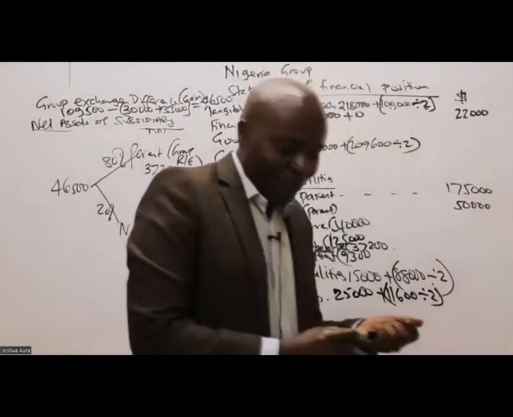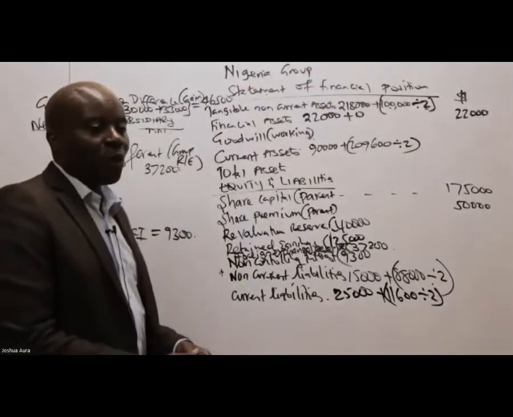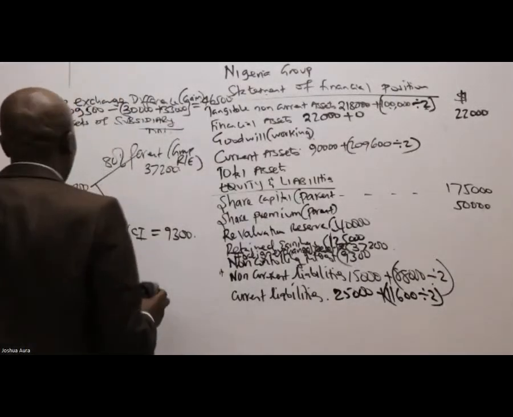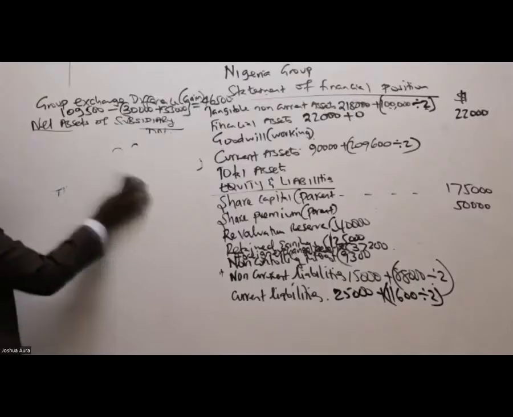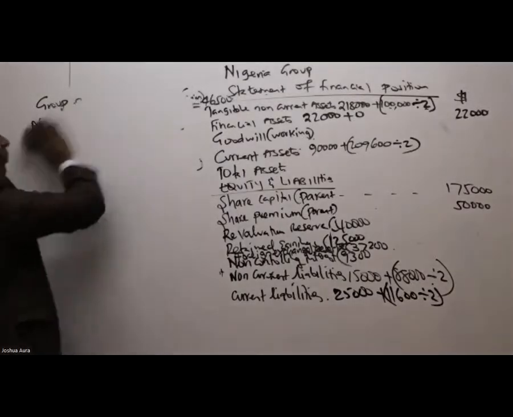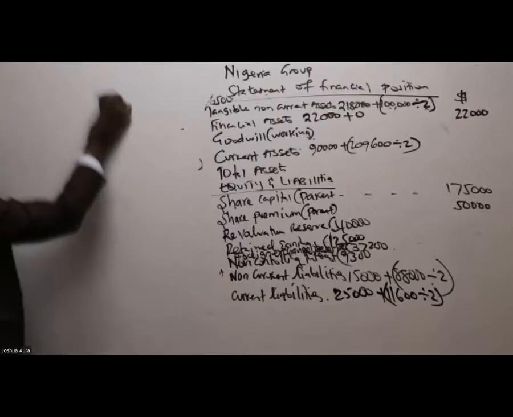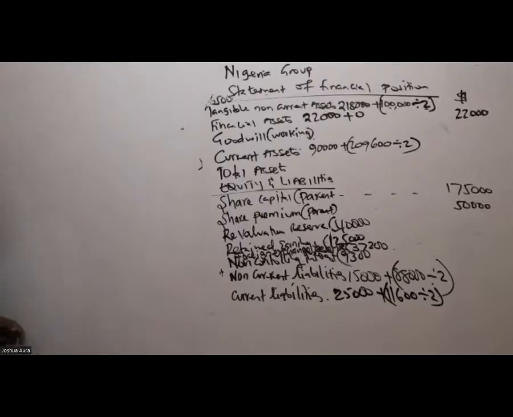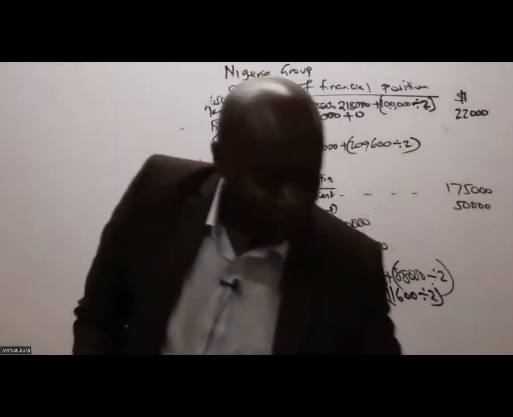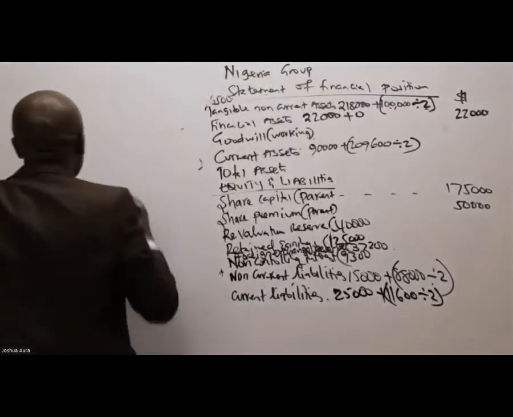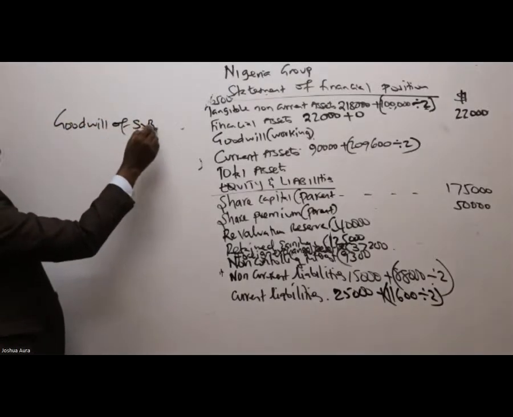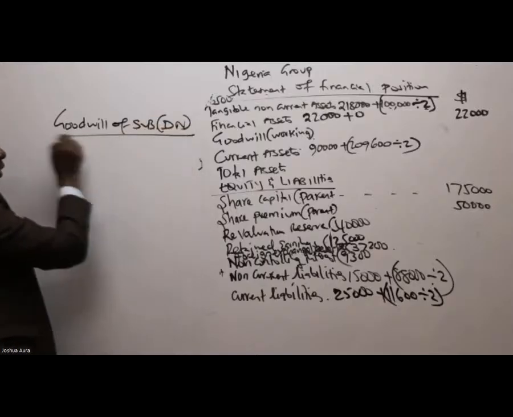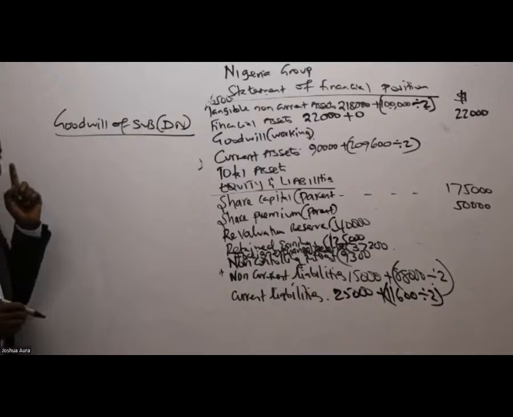Great. Ladies and gentlemen, after that, let's go to goodwill. So the next working here will be the working of goodwill. Is there somebody who can remind us how do we normally calculate goodwill? Remember, this is goodwill of the subsidiary. So we shall use the subsidiary's currency at first, which is the DN, right?